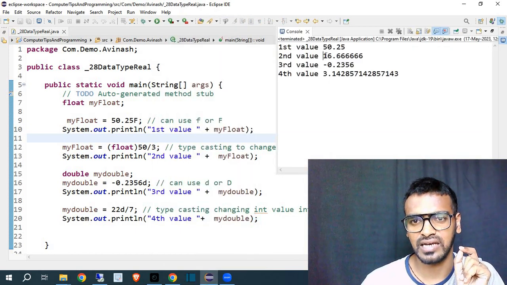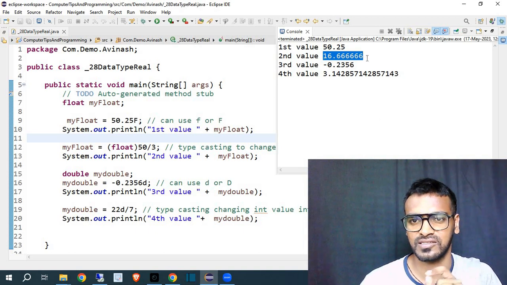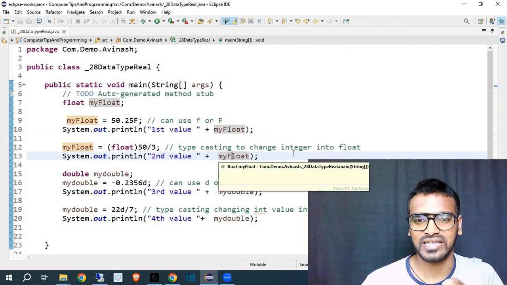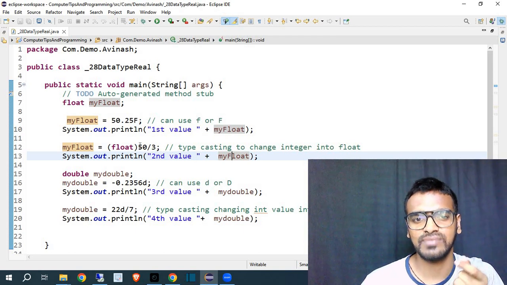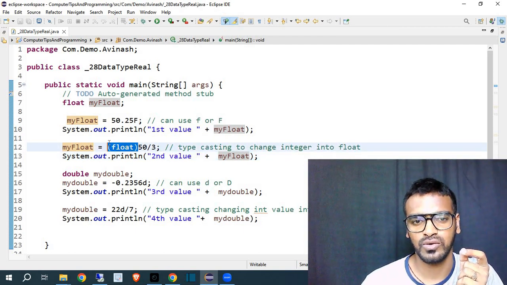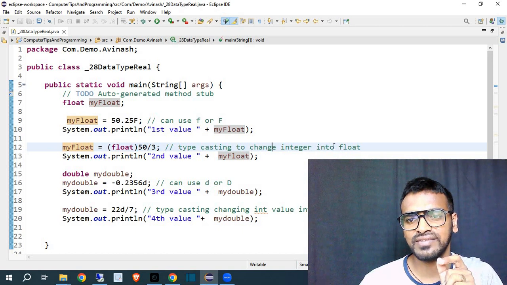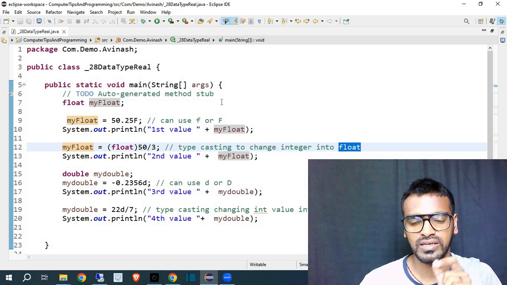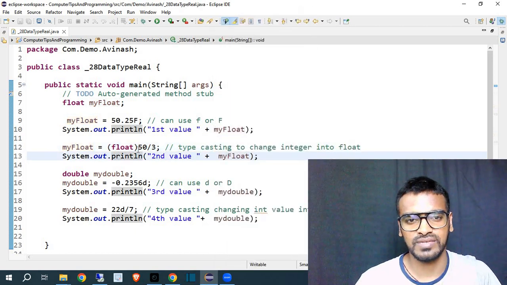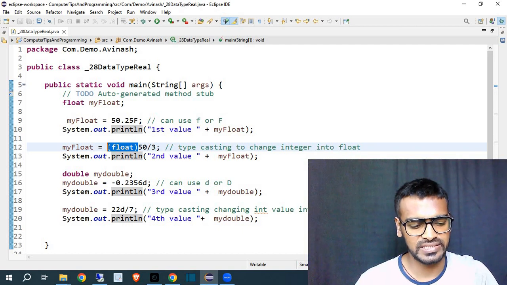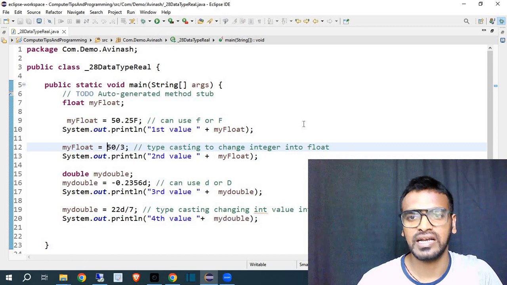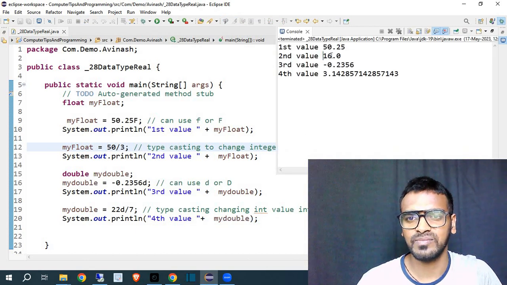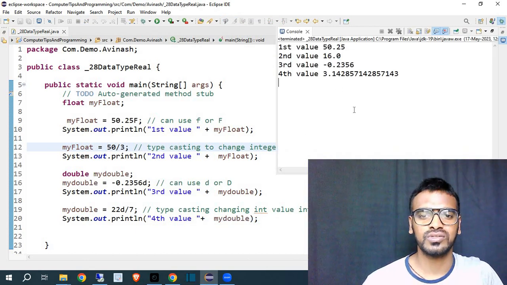The output is 16.666. So what is the meaning of typecasting? Typecasting an integer into float: if you write this with your fraction, it will give you the value as a float. But if you remove this, save it and run it, and now check the value: 16.0. So this is typecasting.